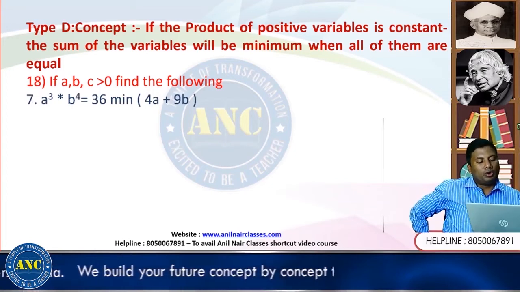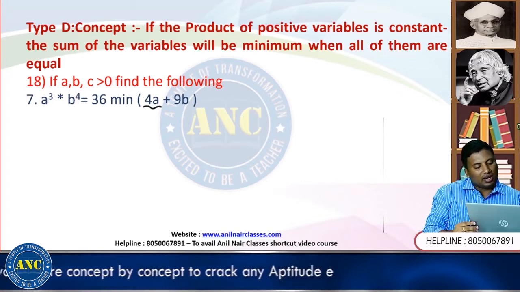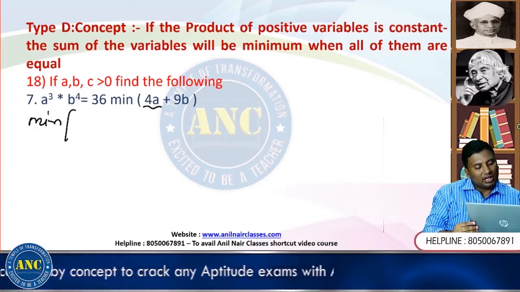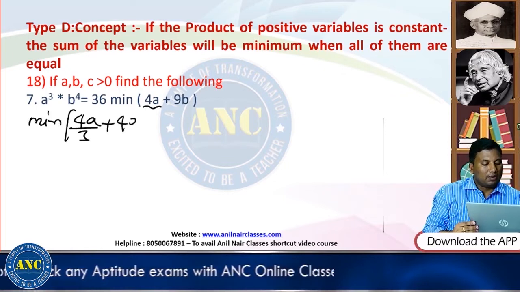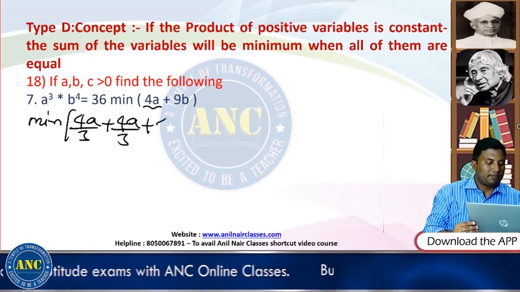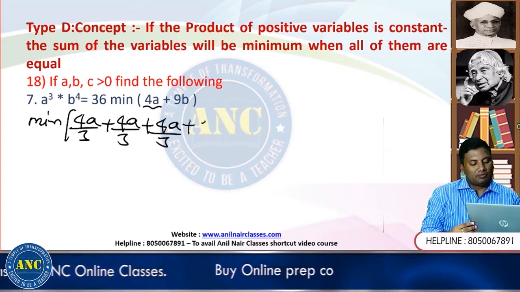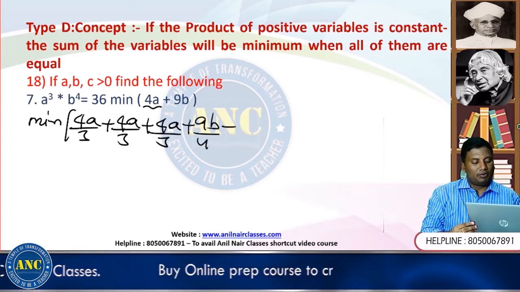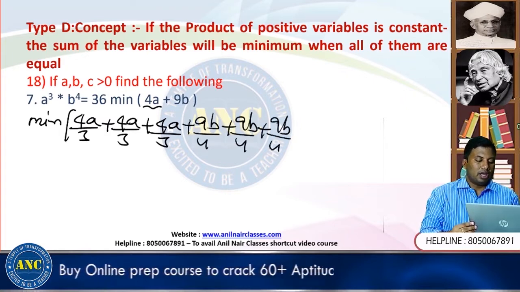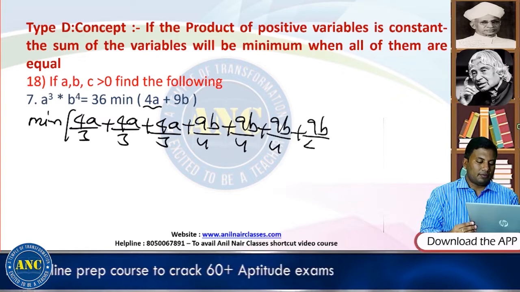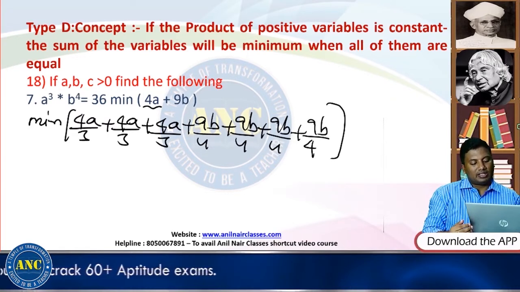A cube into b power 4 is 36. Degree of a is 1, so divide it by 3: 4a by 3 plus 4a by 3 plus 4a by 3. Degree of b is 1, but in the question it is 4. So 9b by 4, 9b by 4, 9b by 4, 9b by 4. Clear, right? 1, 2, 3, 4, 5, 6, 7.